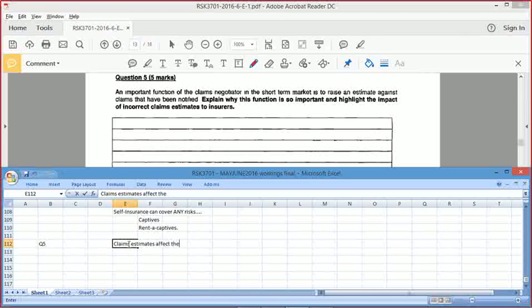affect the ratios, the margins, the solvency ratios slash margins. Okay, so remember they need to keep a certain amount of capital. Capital margins. Okay, that'll definitely affect the claims. The claims estimate would definitely affect that. Okay, if we're looking at the claims negotiator.